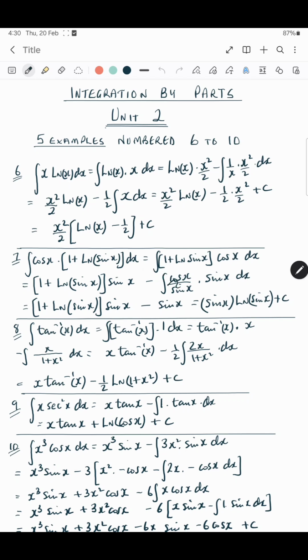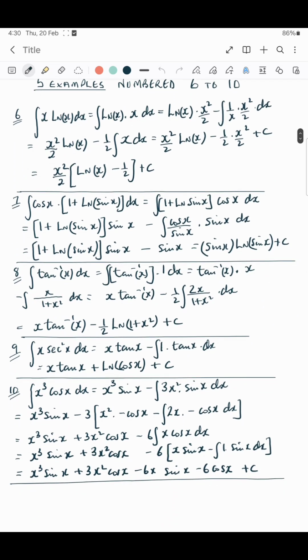And then minus the integral of the first one differentiated, which will be cos x over sine x, and the second integrated, which will be the integral of cos x, which is sine x. The sine x's will cancel out, and so on the next line we will have 1 plus log n sine x times sine x minus the integral of cos x, and then minus sine x. And then the sine x's cancel out, just leaving us with sine x times log n sine x plus c. So that deals with number 7.